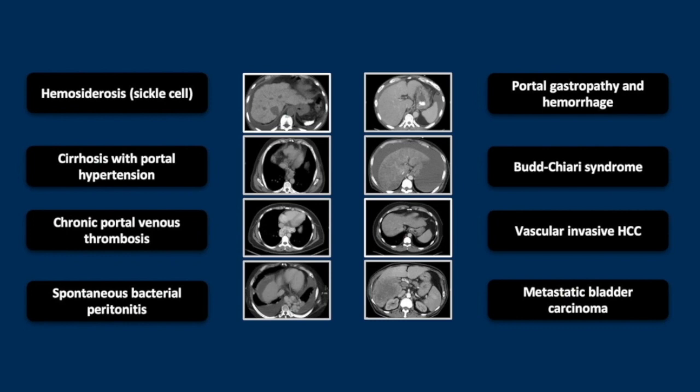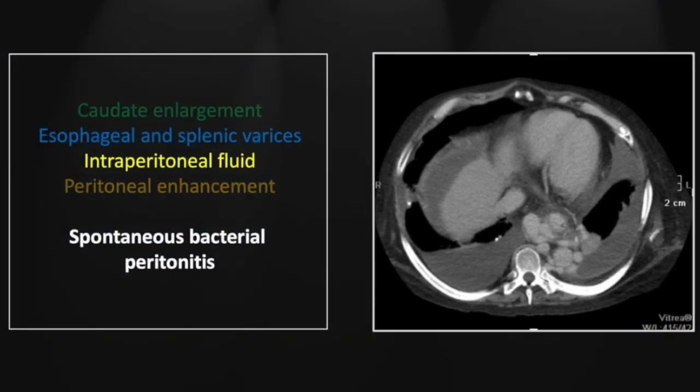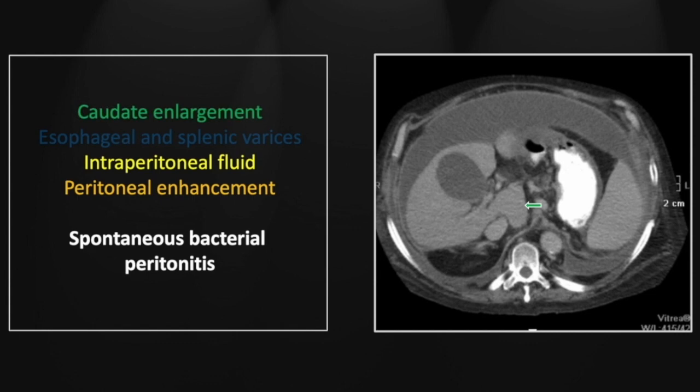Our next case is a spontaneous bacterial peritonitis. Obviously, there are large esophageal varices. There is a great deal of intraperitoneal fluid. On this lower cut, you can appreciate caudate lobe enlargement consistent with cirrhosis, and again that intraperitoneal fluid.